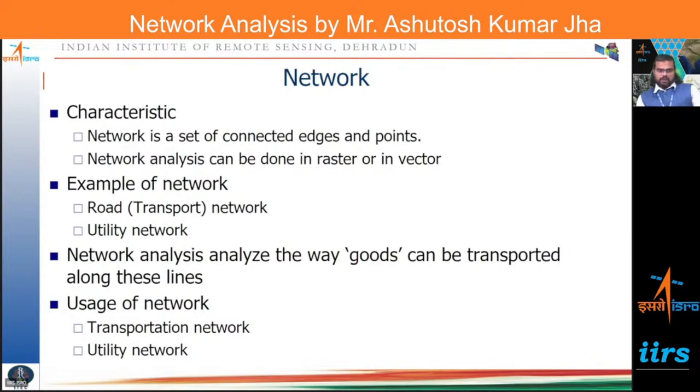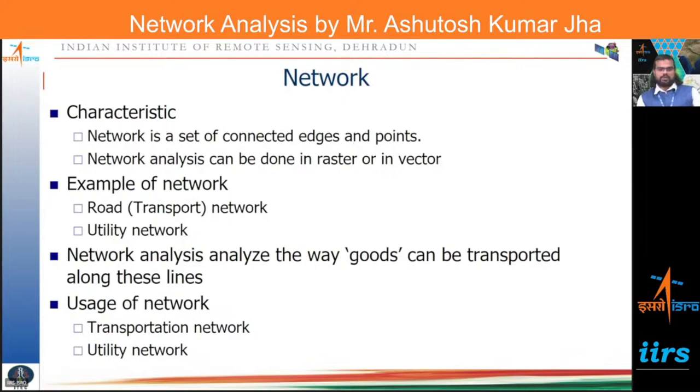So in general, networks can be directed or undirected. It means you'll have a network with flow of material in just one direction. The best example is the river. From upstream to the downstream, there is a flow of water. So that's the kind of mass flow, and that is called directed.